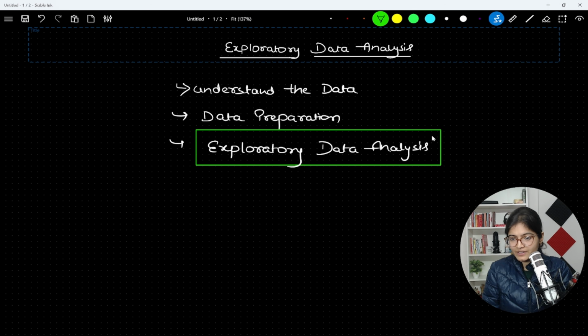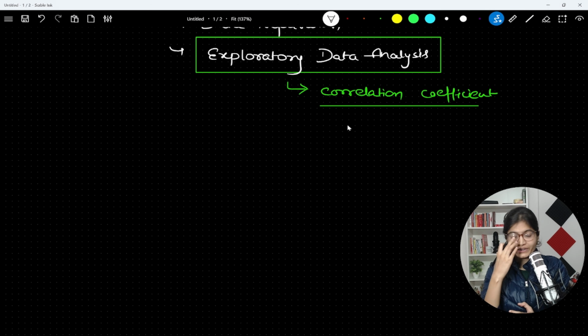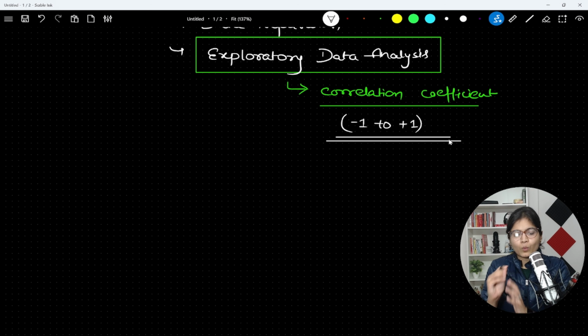The very first thing that we will do in this EDA part is to find out the correlation coefficient value. Now, what is the meaning of correlation coefficient? Let's try to understand. In statistical terms, how we usually find this correlation coefficient, you can refer to the stats videos for that. But I'll give you the inference behind finding it. First of all, the value of this correlation coefficient will lie between -1 to +1.